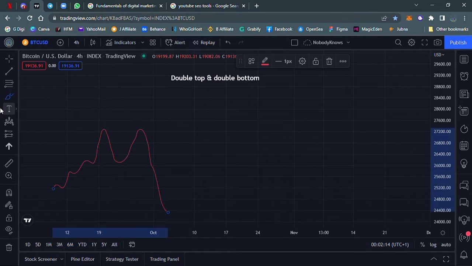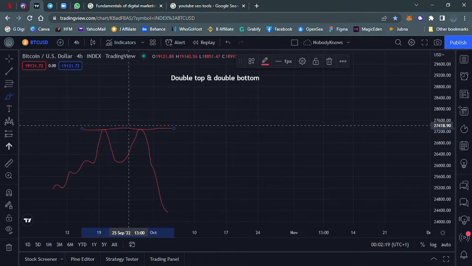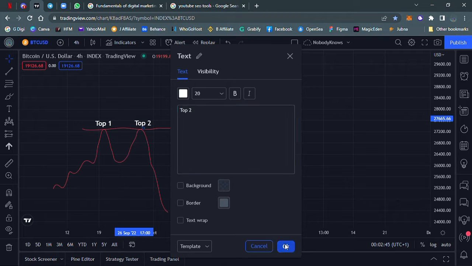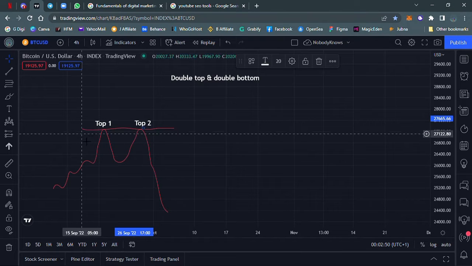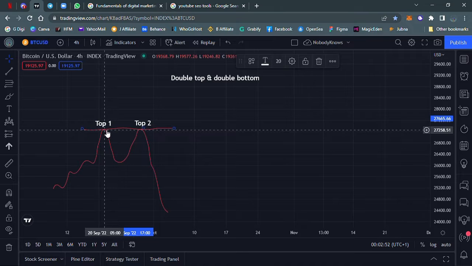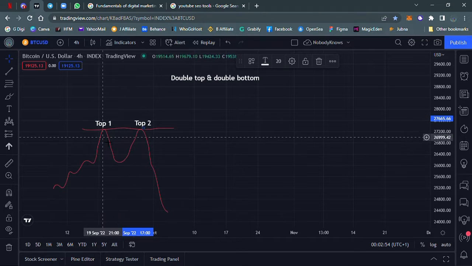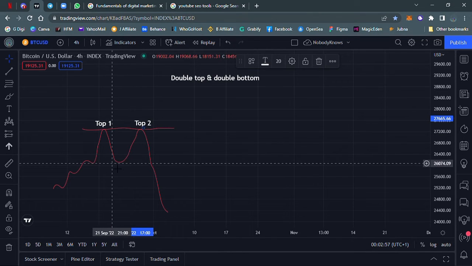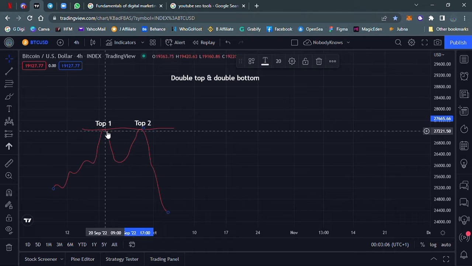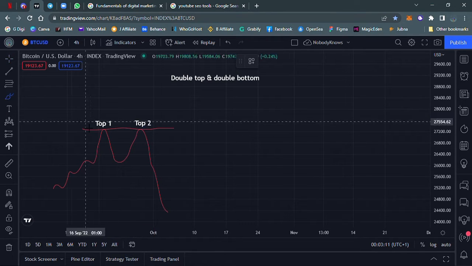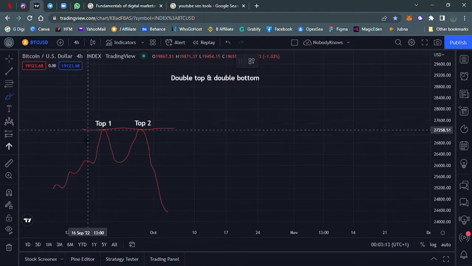Right here is where we had a double top, so top one and top two. A double top usually occurs when the market touches a particular point, reverses from there, that's at the top, goes back down to something you could also call a neckline, like around here, but then the second top touches it all again, so it's a double top. And then a double bottom is exactly the opposite of this.